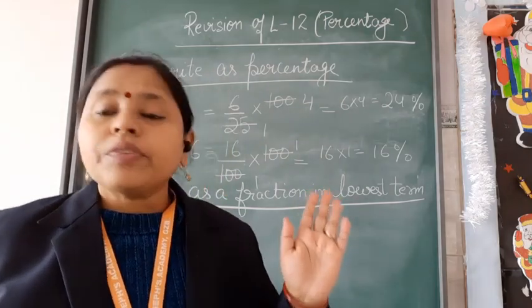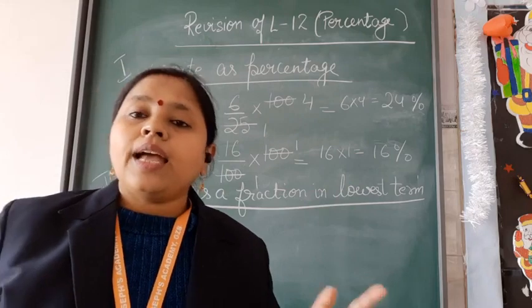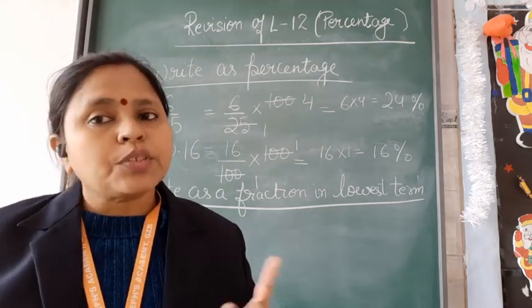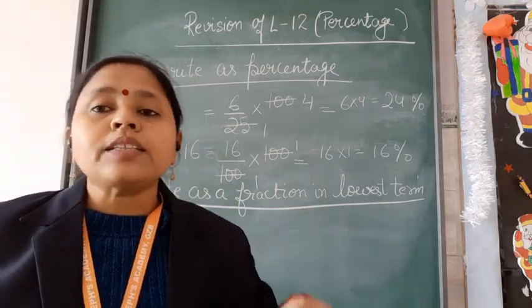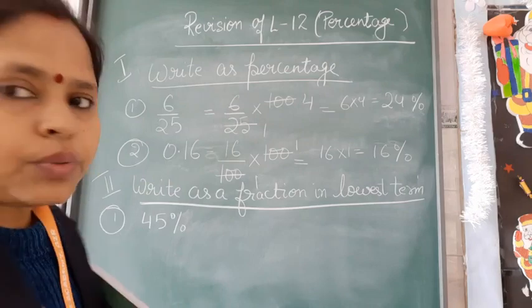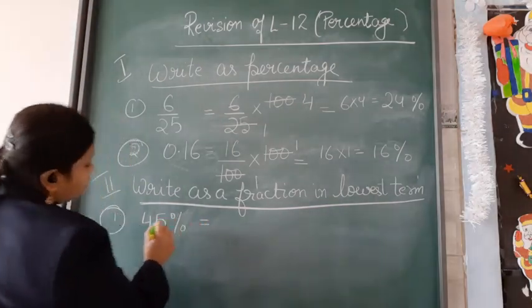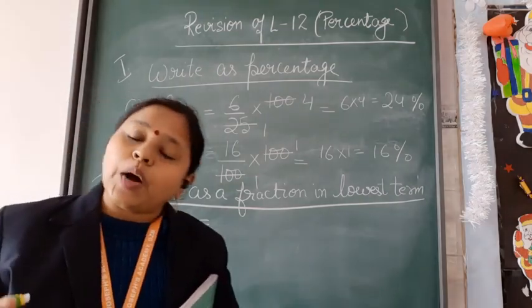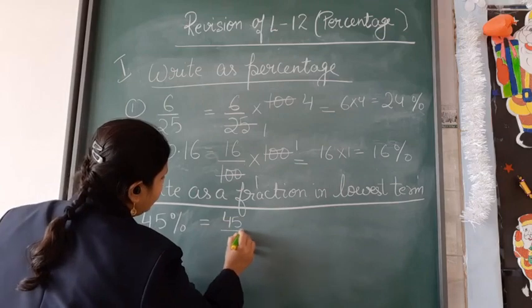Means if the fraction can be reduced, first you will change the percentage into a fraction, and then if there is a possibility of reducing the fraction, you are going to reduce it by dividing the numerator and the denominator by a common number. So let us see how we will do this question. 45%. First of all, you know 45% means 45 out of 100. That is 45 divided by 100.